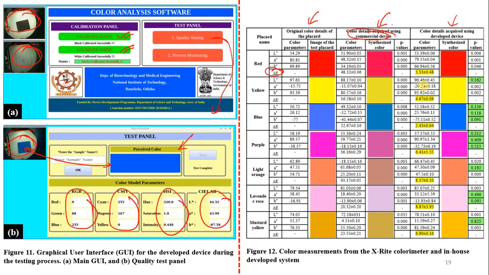What is delta E? Delta E is nothing but the comparison between the original placard color and the commercial device results of L star, A star, B star, those color parameters, compared with the actual color parameters. If you see the color parameters over here, the delta E of our developed device was quite low. So it is a metric to analyze whether there is any perceivable change or not.